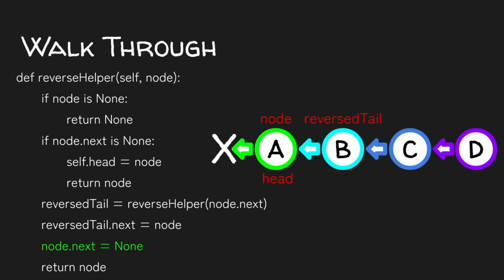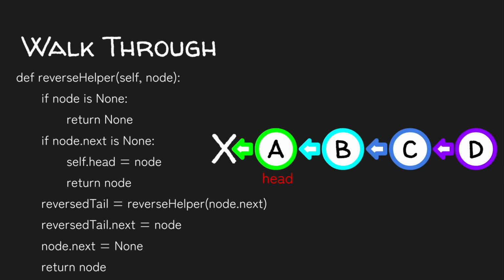And then we return the input node. Now you might be wondering, why do we return the input node, A? It used to be the head of our linked list, but now it's the tail since we've reversed the entire list. Well, recall earlier when we set our reverse tail variable to the return value of a recursive call to the reverseHelper method. So this reverseHelper function must return the tail of the newly reversed list in order for the recursive step to work. In this case, the tail of our reverse linked list is A, so we have to return A. So now we're done, right?